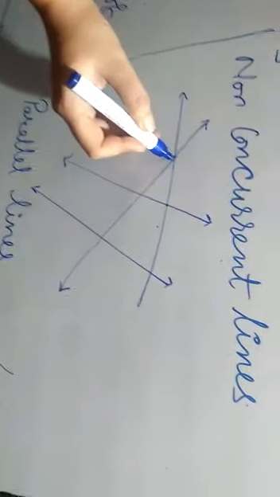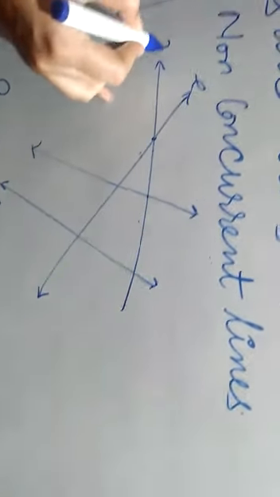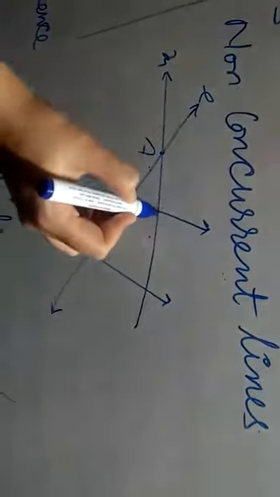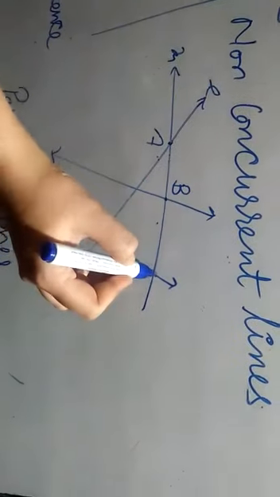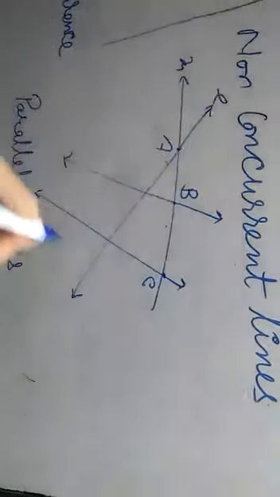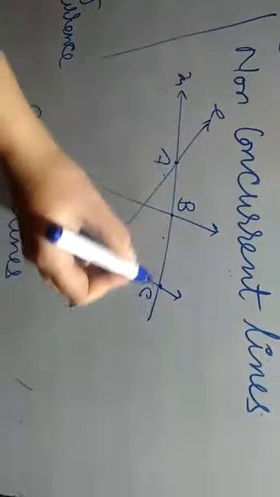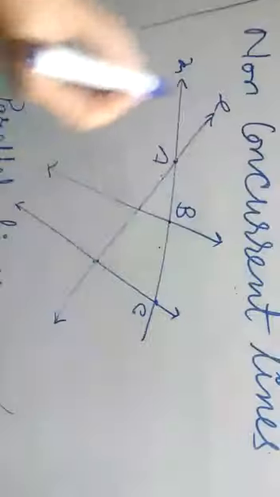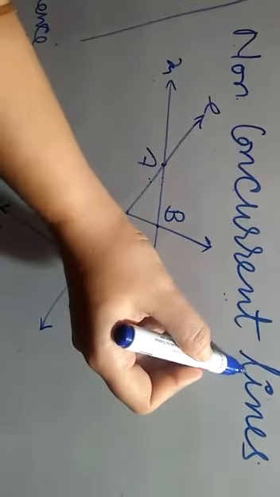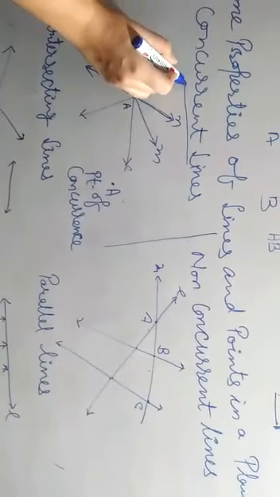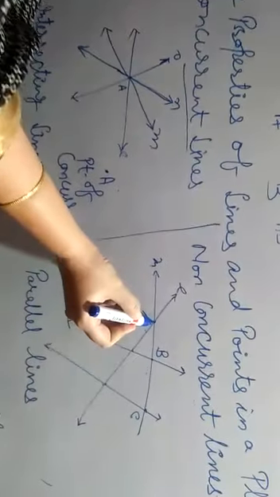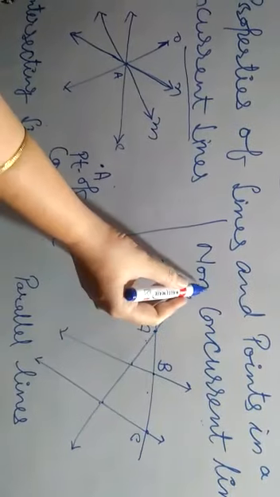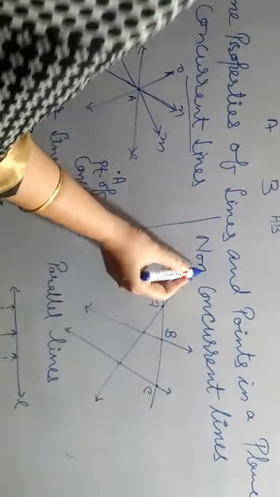And when the lines are not passing through the same point, see here, 2 lines L and M are passing through a point A. Here it is another point B. Here it is another point C. Many lines are there, but point of intersection is also not same. There are many points. So these are non-concurrent lines. When point of intersection of many lines is the same, it is called concurrent lines. When the lines are not passing through a single point, they are called non-concurrent lines.